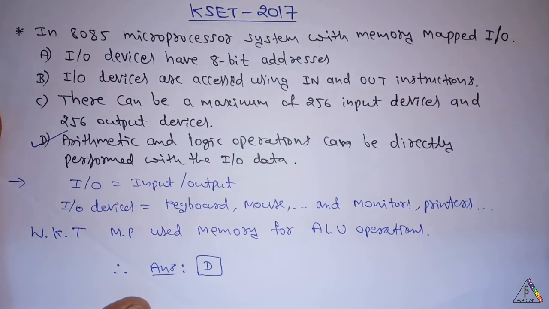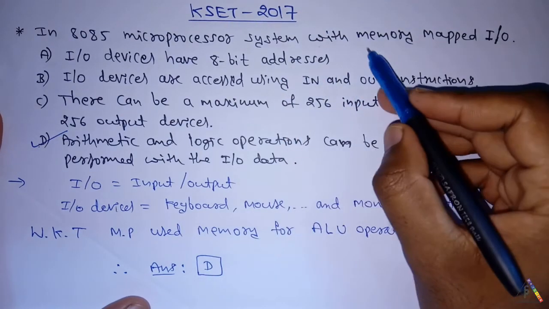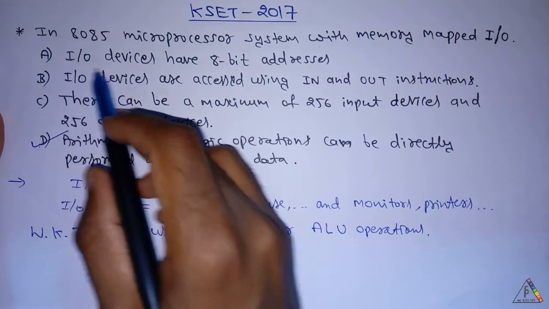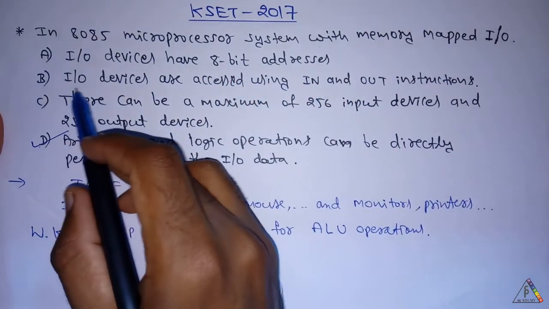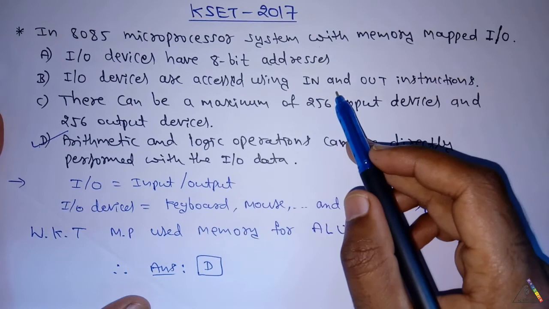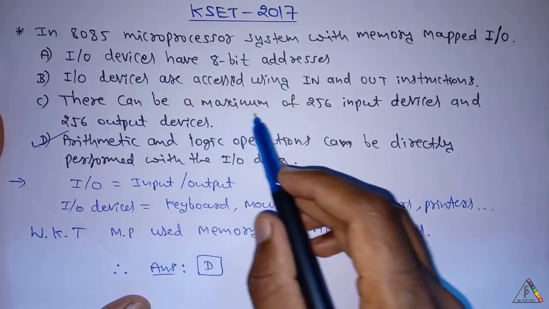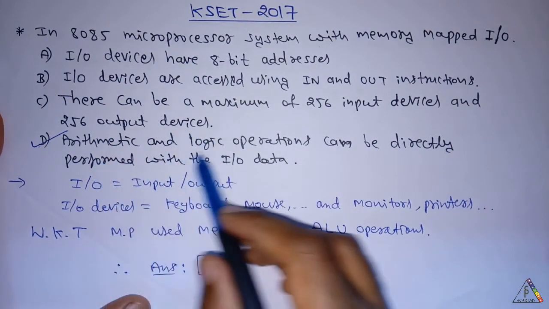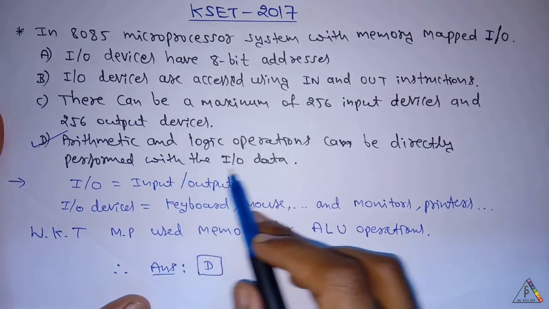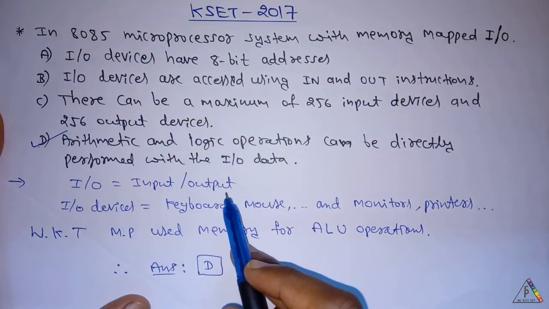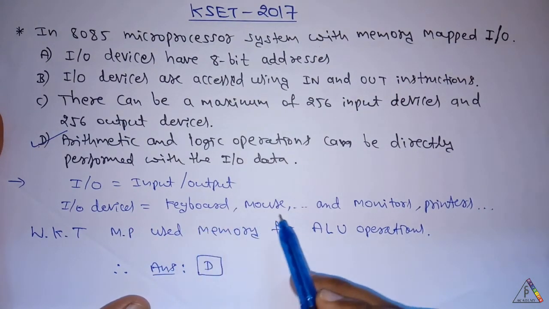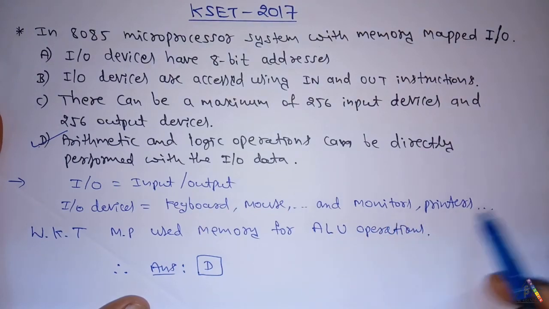Next is a KSET 2017 question. The question is, in an 8085 microprocessor system with memory mapped IO, these are all the options. Option A is IO devices have 8-bit address. IO devices are accessed using IN and OUT instructions. There can be a maximum of 256 input devices and 256 output devices. Arithmetic and logic operations can be directly performed with the IO data. This IO means input or output devices. That is, input devices are keyboard, mouse, and output devices are monitors, printers, etc.